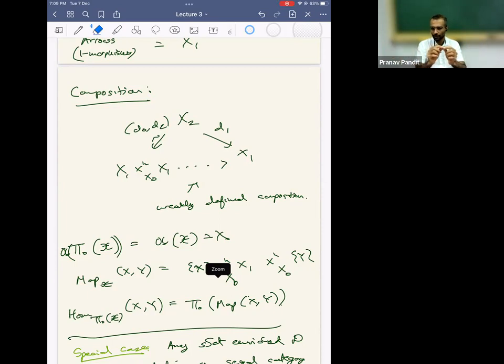Instead of one base point, you have many base points. So you drop the condition that X naught consists of one point, and you drop the condition that pi zero be group-like. Then you get a notion of a category which has a simplicial set of morphisms, or a space of morphisms, and a multiplication that is only weakly associative.